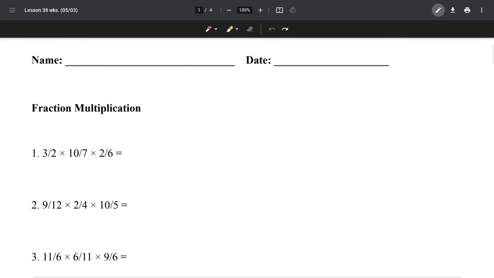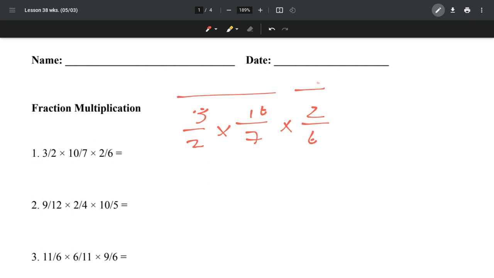So fraction multiplication. For number 1, we have 3 over 2 times 10 over 7 times 2 over 6. When we're multiplying fractions, we just multiply across. We don't need common denominators. So we just do 3 times 10 times 2, which is 60, over 2 times 7 times 6, which is 84.